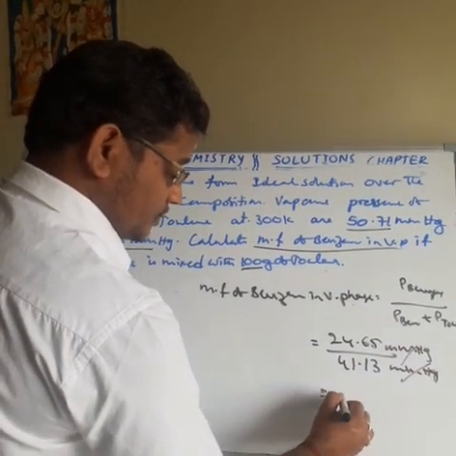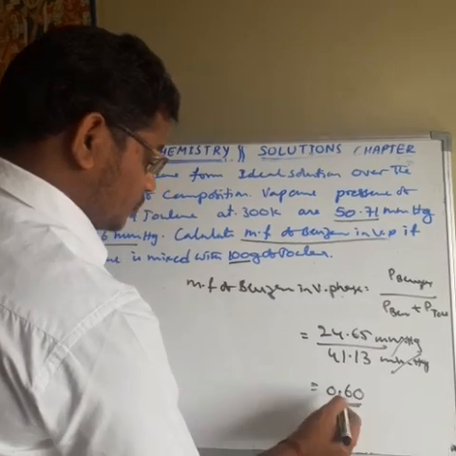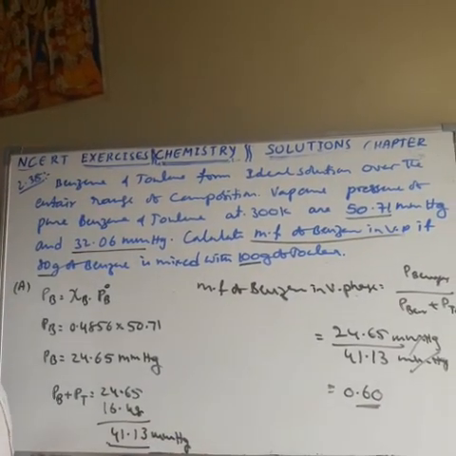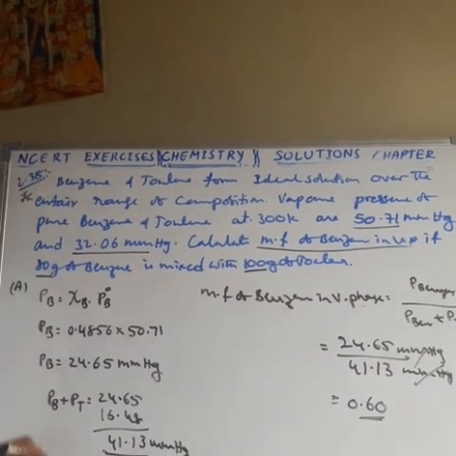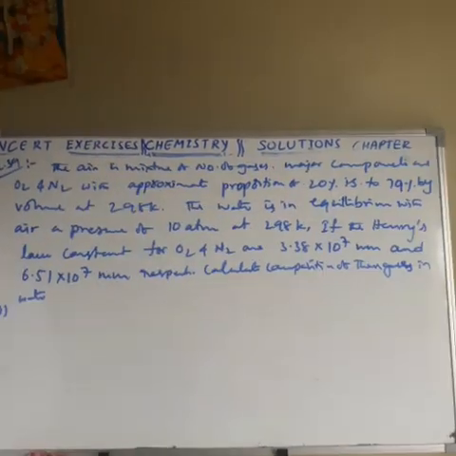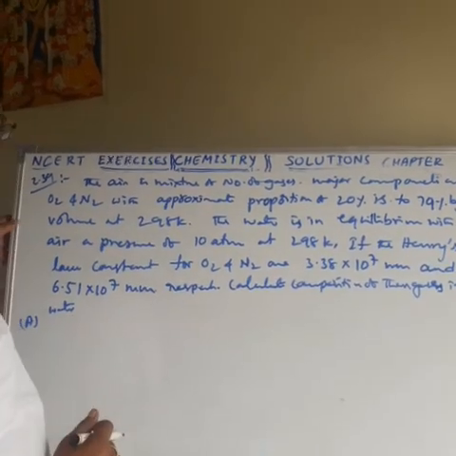Calculate this value, then we get 0.60. That is the mole fraction of benzene in vapor phase. That is about question 38. This is an important model, remember that. Next, question 39. Then let us see the 39th question.